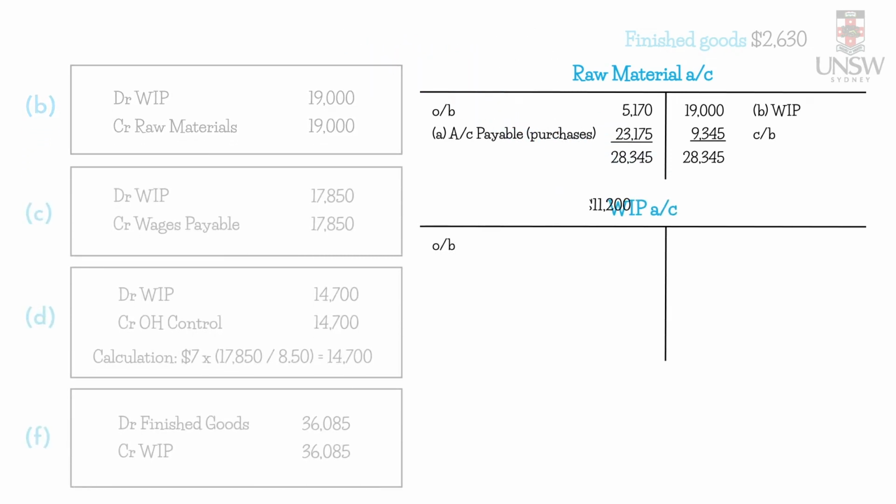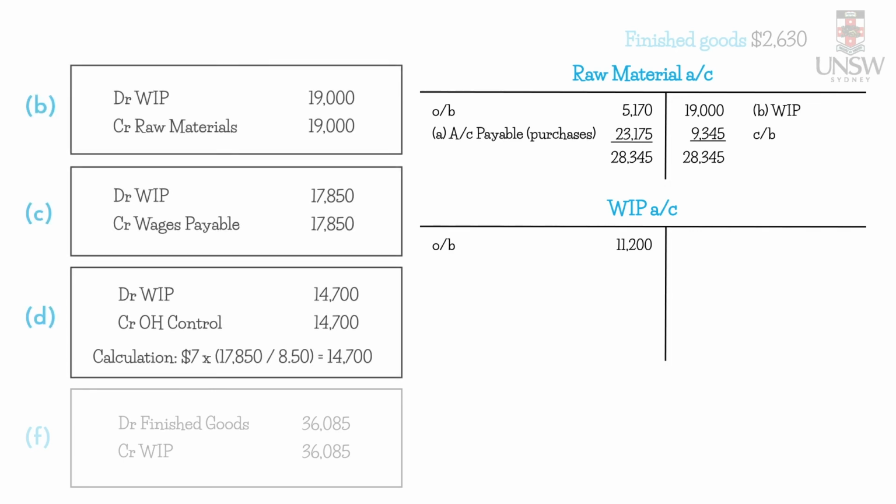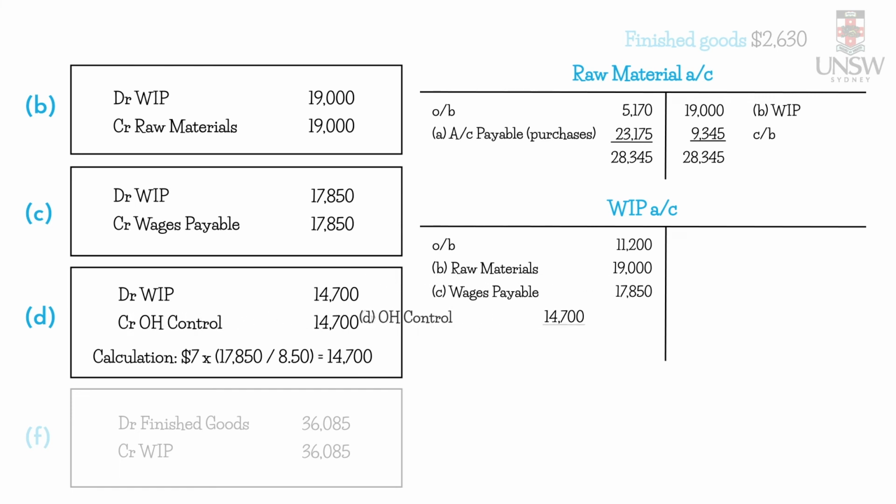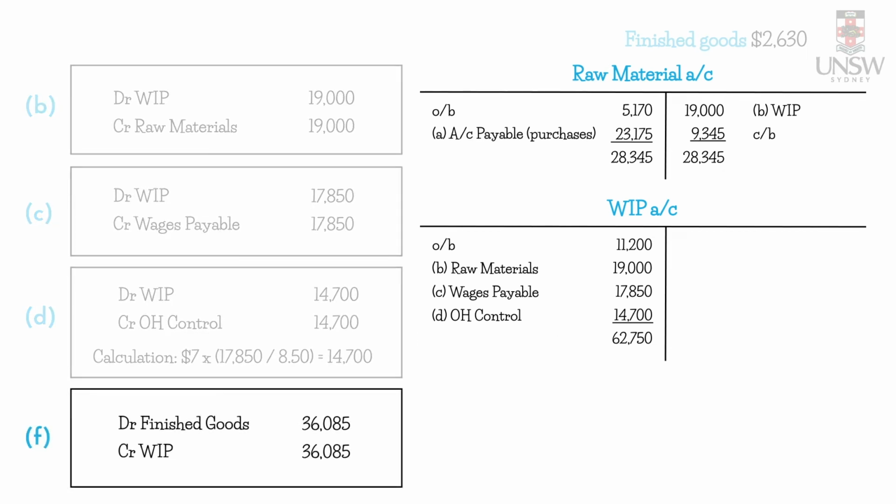Next, the work in process account. So opening balance $11,200. We put in the raw materials, $19,000. Wages payable, $17,850. Overhead control, $14,700. So we can total up the debit side. That's $62,750. The credit side, we have a transfer to finished goods, those goods that were finished during the period, and we're told that in part F. So $36,085.